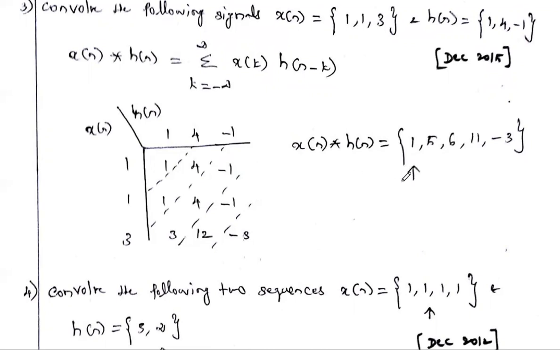So in the starting value, x of n has lower index 0 and h of n also has lower index 0. So what is the output index? The output lower index is also 0 plus 0, 0. So this starting value is the output of our problem. Okay, so this is one problem.